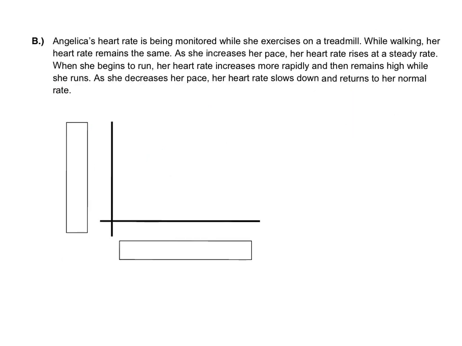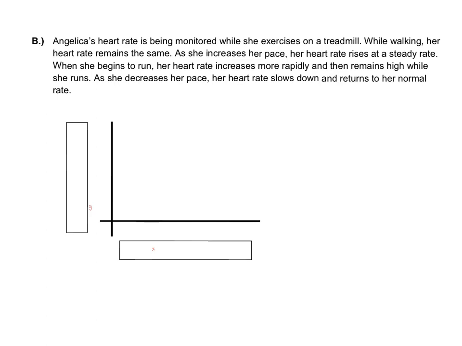In example B, Angelica's heart rate is being monitored while she exercises on a treadmill. While walking, her heart rate remains the same. As she increases her pace, her heart rate rises at a steady rate. When she begins to run, her heart rate increases more rapidly and then remains high while she runs. As she decreases her pace, her heart rate slows down and returns to her normal rate. So as you can see, there's a lot of vocabulary in this problem. We first need to see which is our independent and which is our dependent variable. Our dependent goes on the y-axis, remember, and our independent will go on the x.